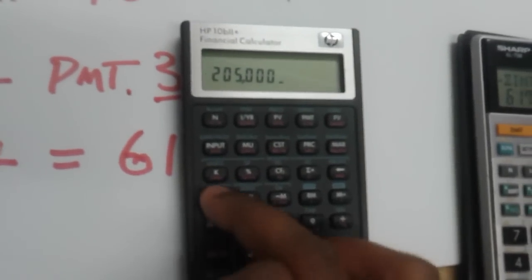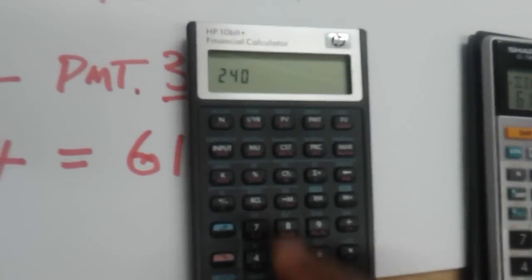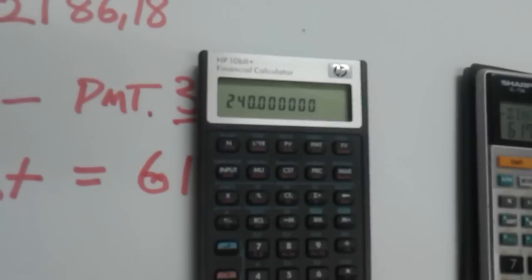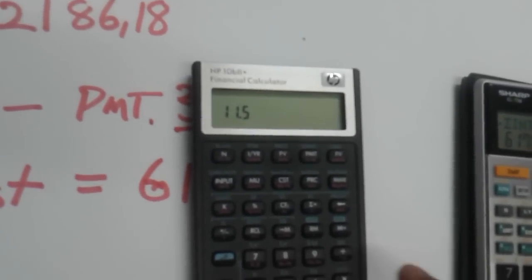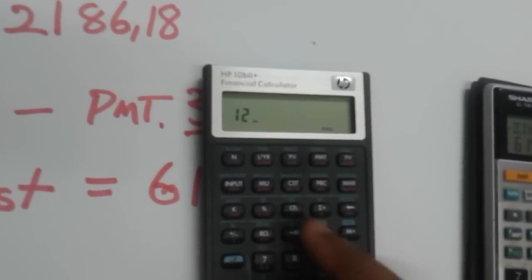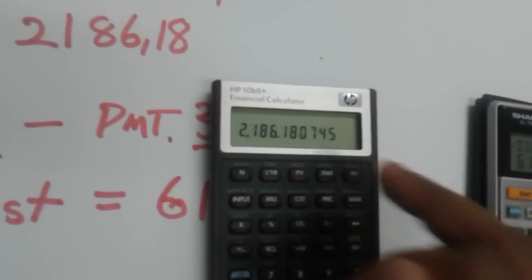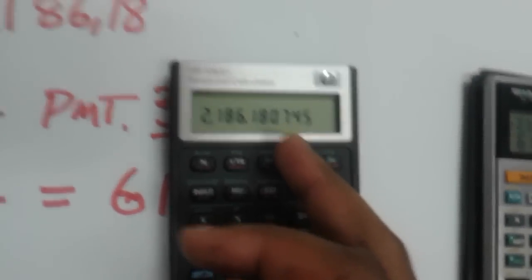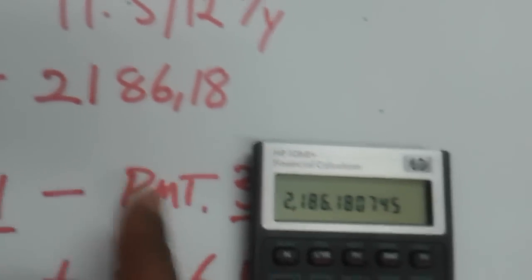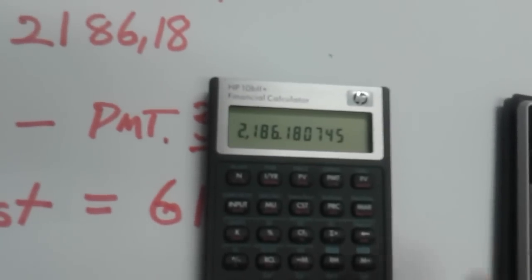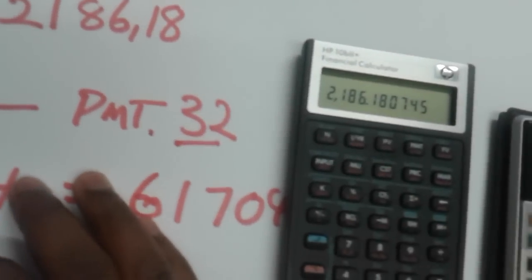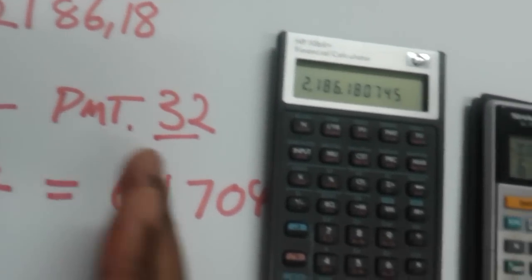205,000 plus minus PV. Then 240 is your N. Then 11.5 divided by 12 is your I. Then you compute PMT, same answer as what we got there, 2186.18. There you go. Now you want to know the balance between 1 and 32.